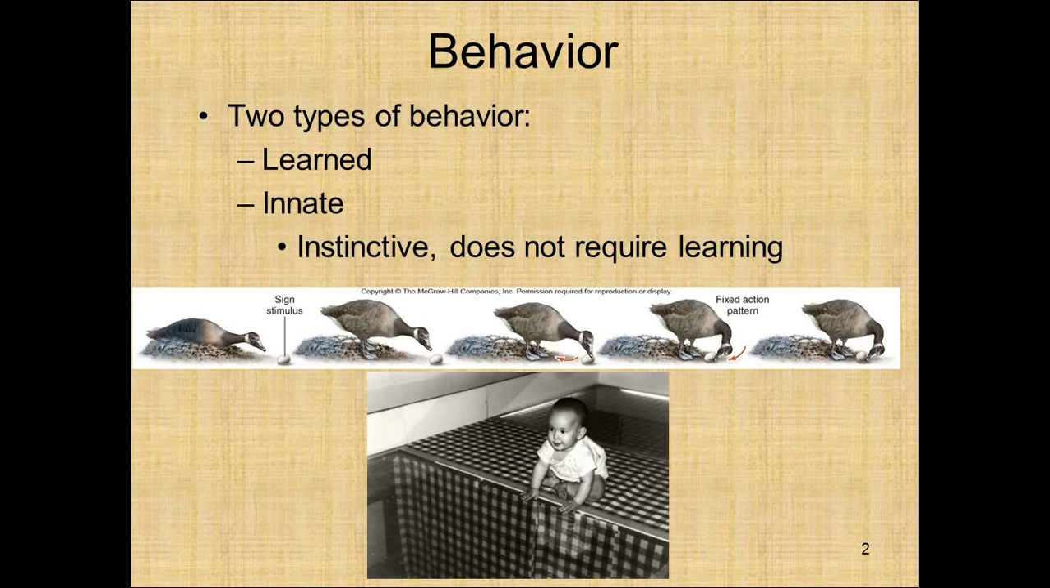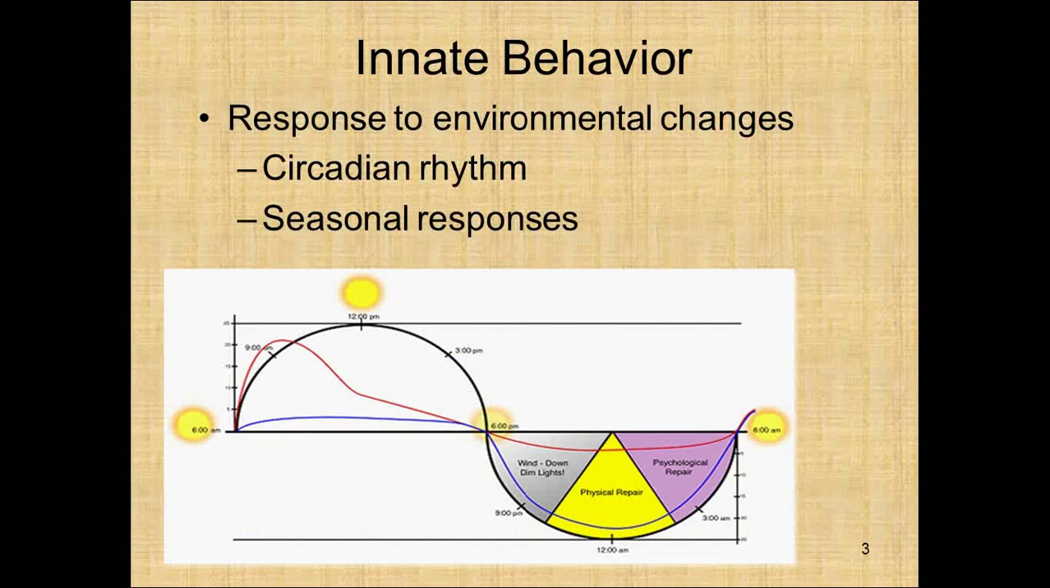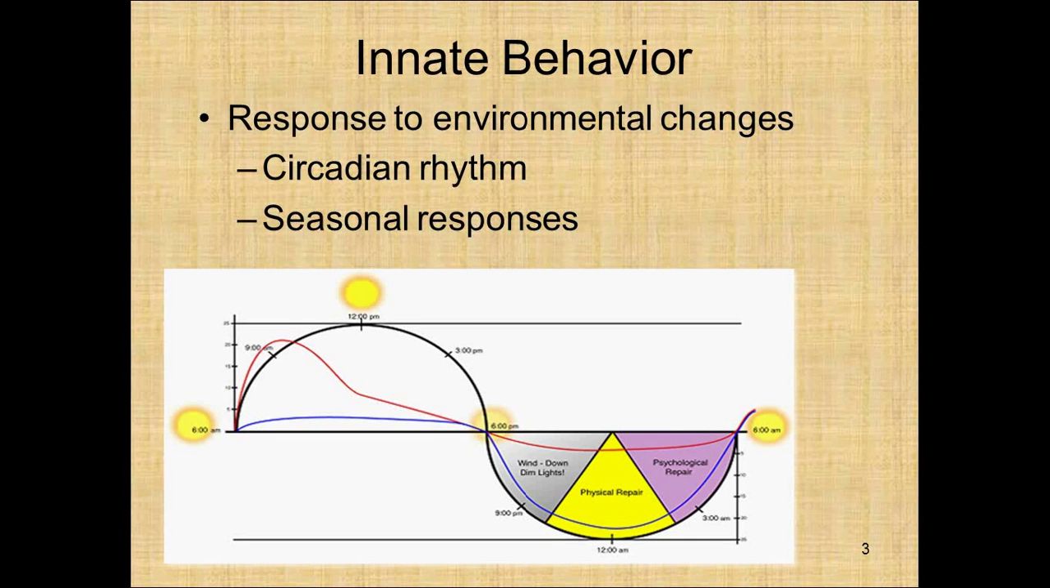The second example is an experiment that was done with babies in the 50s, and I will discuss that one in class. All of our innate behaviors are responses to changes in our physical environment. My first example is the circadian rhythm. This is an organism's internal clock. This is what tells us when to wake up and when to go to sleep.